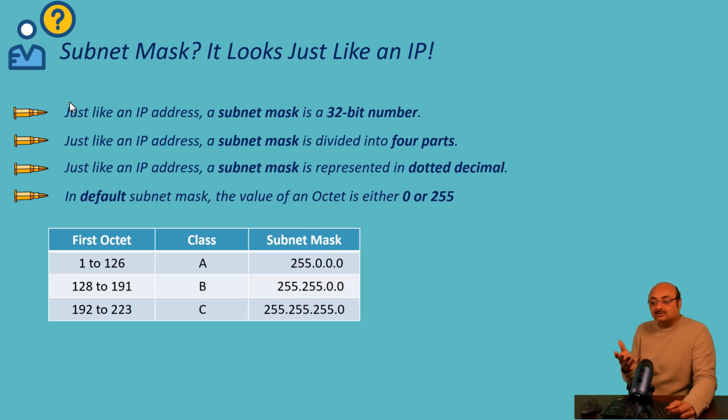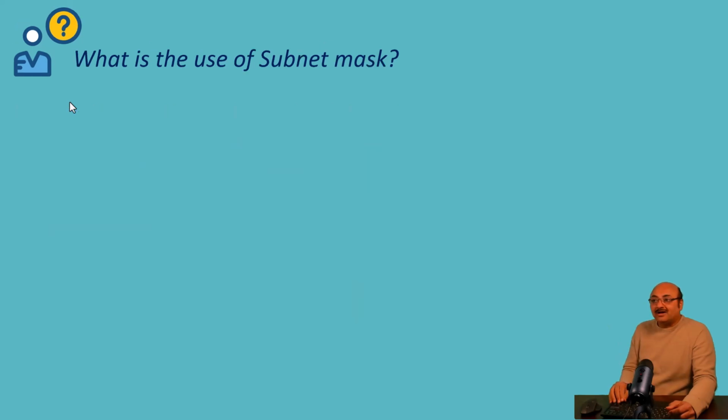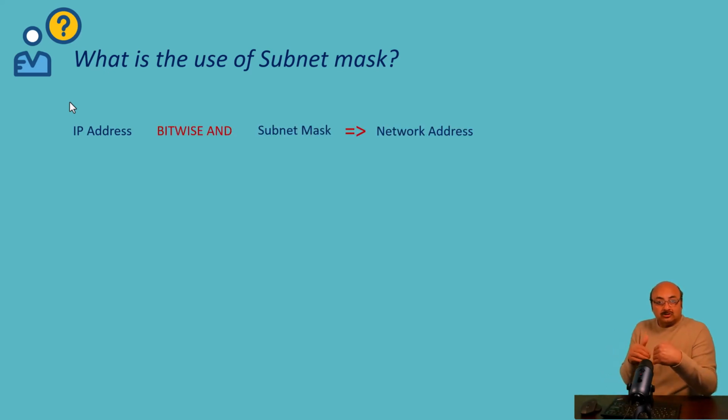Pretty simple, right? And finally, what is the use of subnet mask? Well, there are a lot of uses of subnet mask, but for now, let us keep it simple. Let us just remember that when a bitwise operation is applied between an IP address and a subnet mask, we get the network address. As I mentioned, there is much more to subnet mask, but let's take one step at a time and learn things gradually.